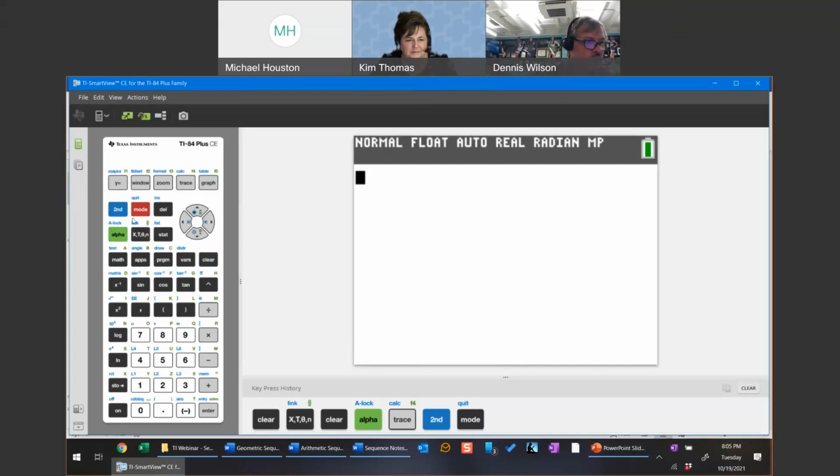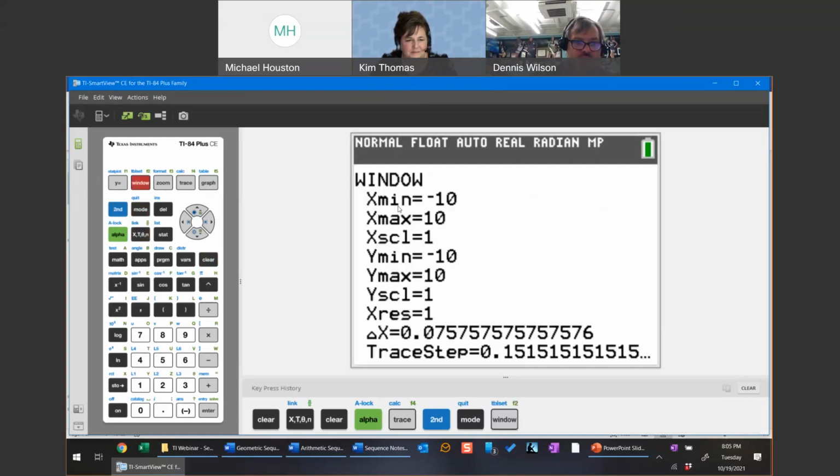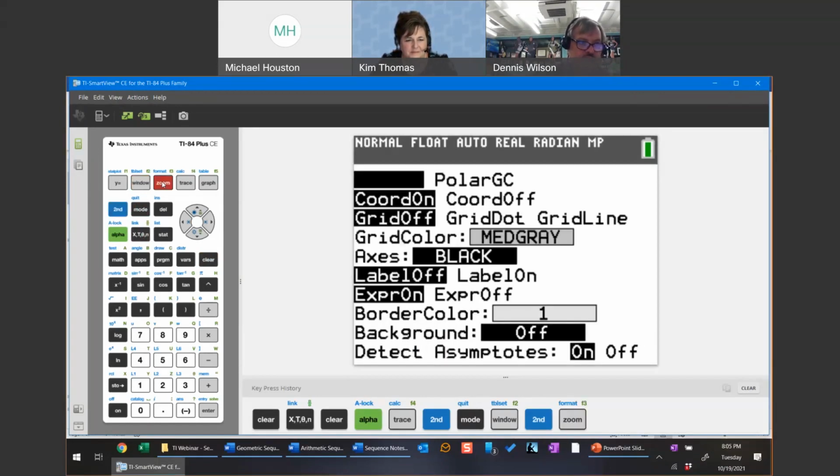When I press window, I get the X min, X max scale, same thing for the Y, and I have some values down here. So pay attention to these values because they're going to disappear in a second. And then we are hopefully used to the format window, which here on the 84 CE gives us some great new features like the grid on with the dots and the lines. And we're going to get something else there when we switch to sequence mode.